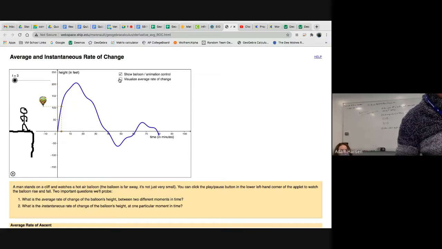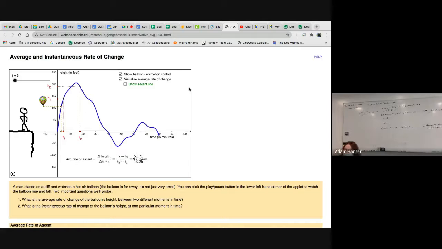Okay, let's visualize the average rate of change. Average rate of change is just going to be the difference in the height between two times divided by the total elapsed time that it takes to change between those two heights. Just like it was total distance traveled divided by the time it took me to drive to Iowa City.